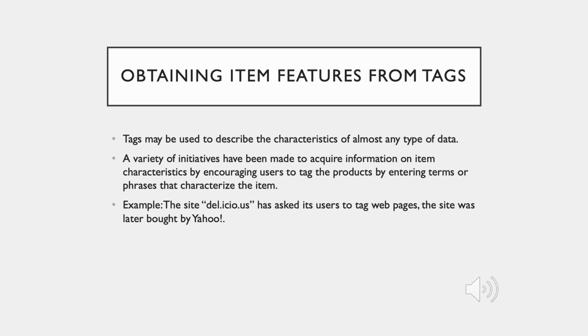Obtaining item features from tags. From almost any kind of data, we can extract the required features using its tags. Several attempts have been made to do this by inviting users to tag items or products using some words or phrases. For example, the site Delicious has asked its users to tag web pages. The objective here was to create a new type of search where users could enter a set of tags as a search query, and the system would return all the websites that had been labeled in that fashion.